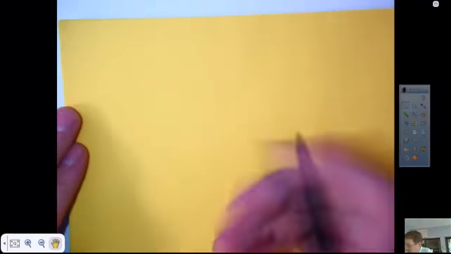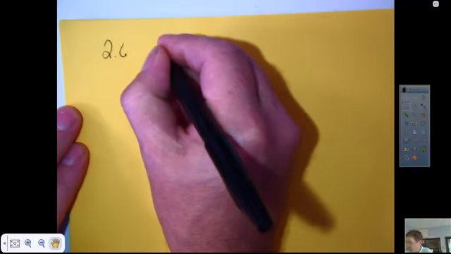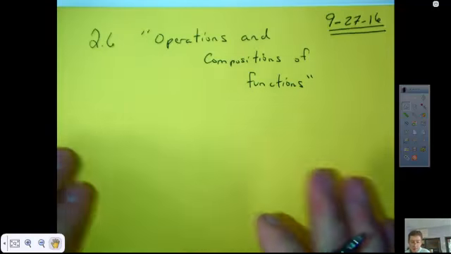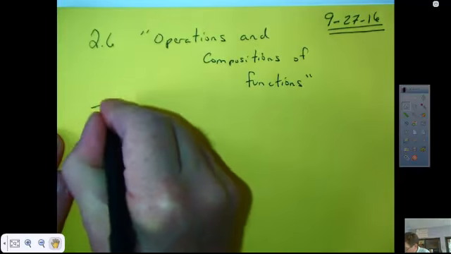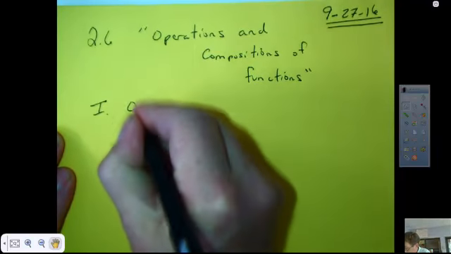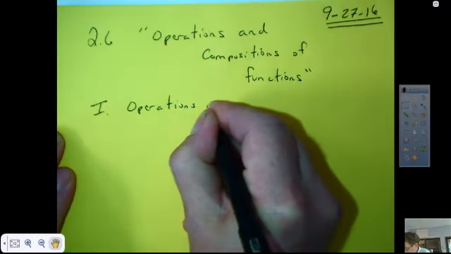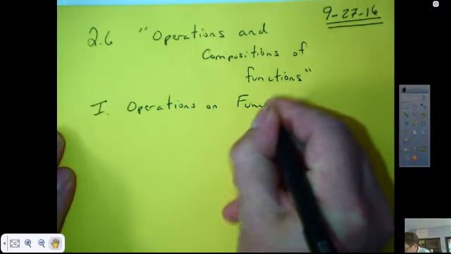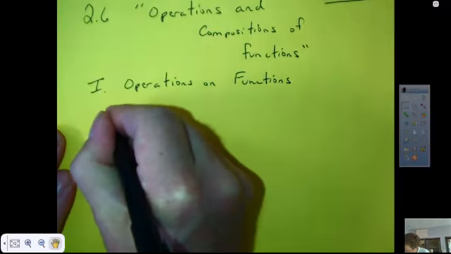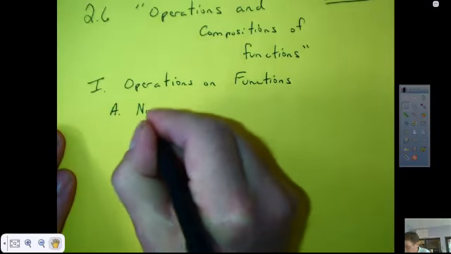Okay, this is section 2.6, and we're looking today at operations of and compositions of functions. So let's first talk about operations on functions. Of course, that means addition, subtraction, multiplication, division. The important part of this is generally just the notation, so you understand what it's asking you to do.